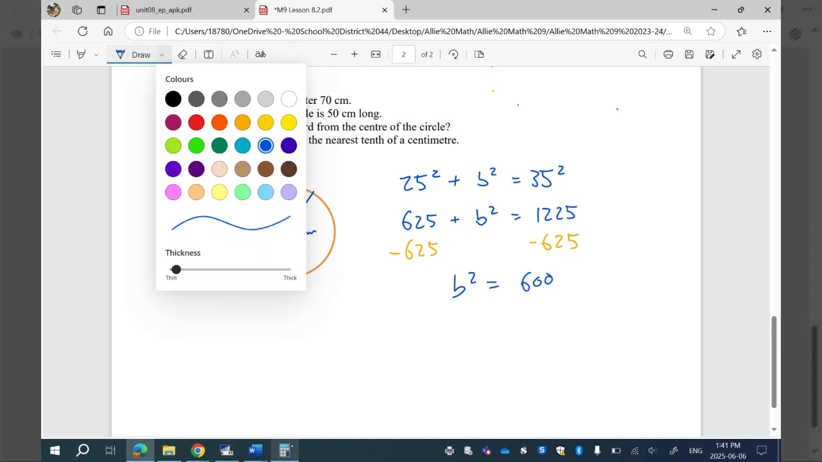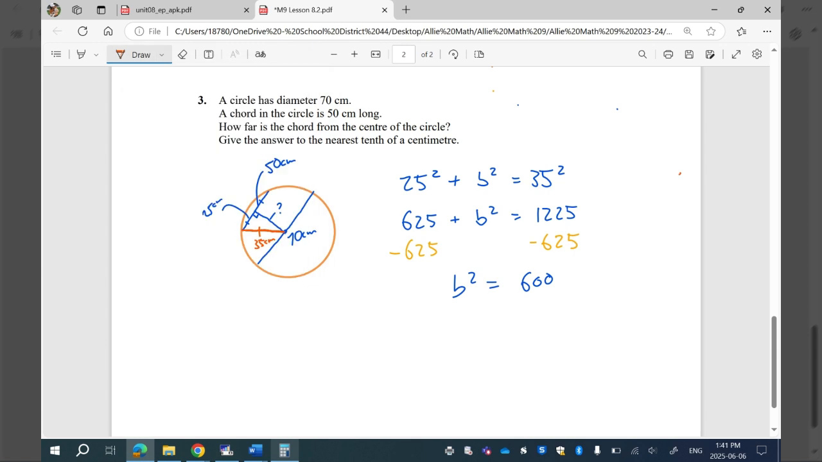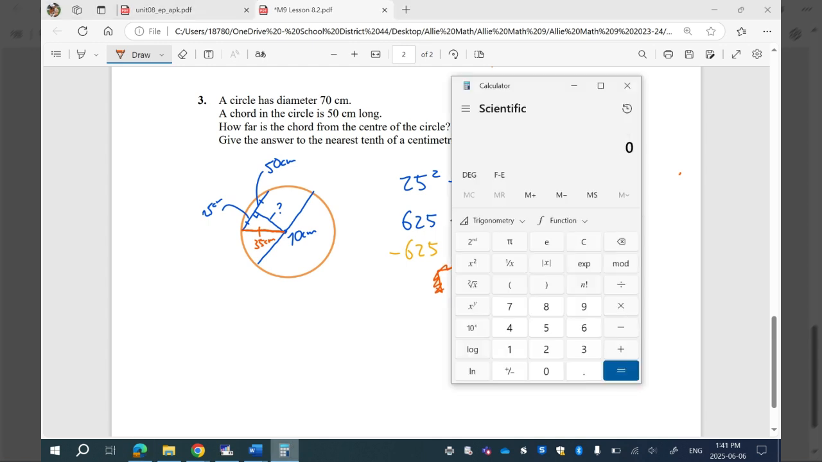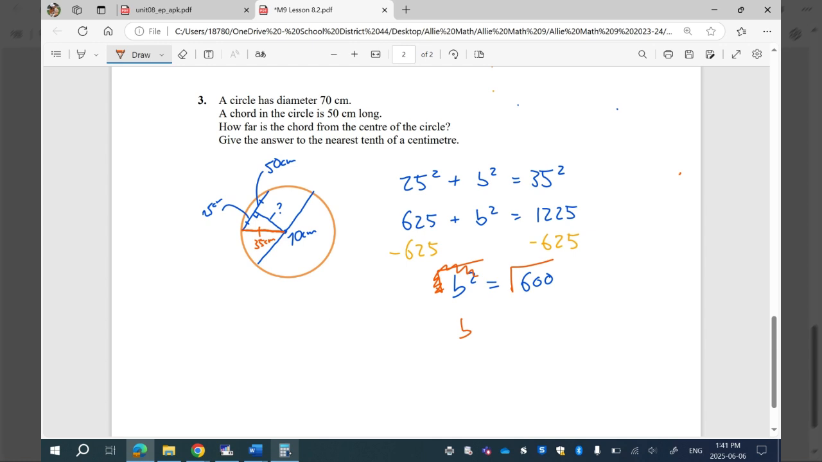And now our last step, we want to do the inverse operation. We can take the square root. That cancels that out, and we're left with b will equal the square root of 600, which is 24.5. So b equals 24.5 centimeters. Does that make sense? Yeah, I would say that it does.